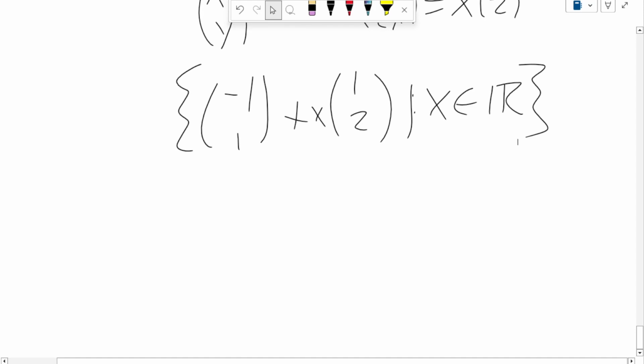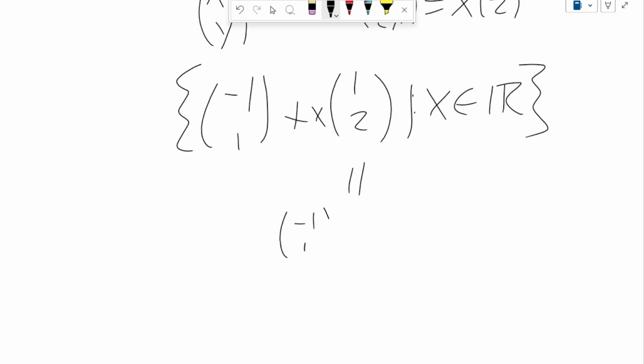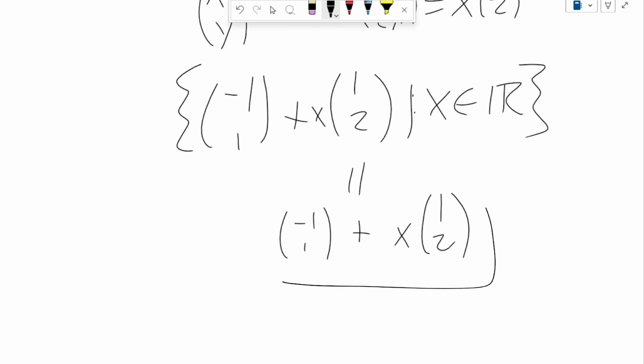Are there any questions about that? About how I wrote out the set that this line was? This is another way of writing this, by the way. But actually, sorry, that's not correct fully.